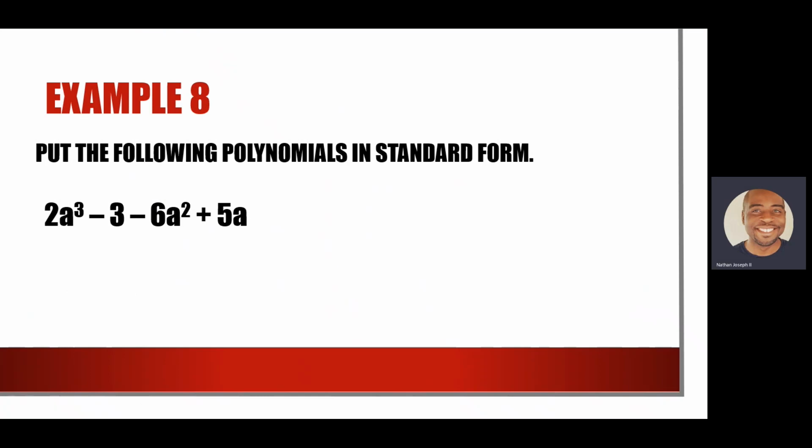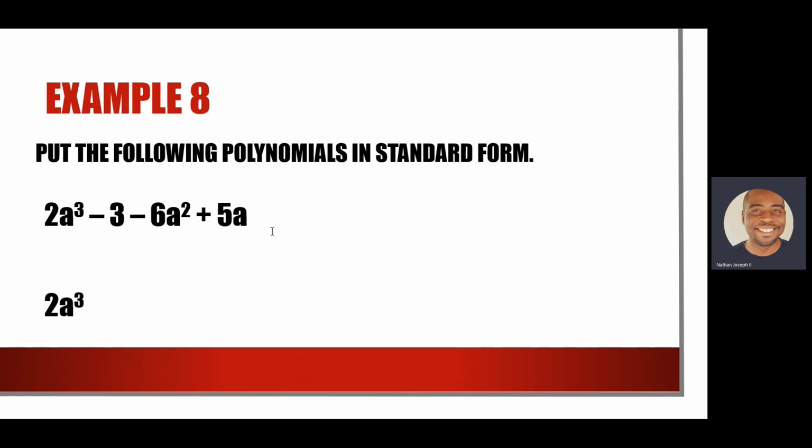Look at example 7. We have 2a cubed minus 3 minus 6a squared plus 5a. We're being asked to put this polynomial expression in standard form. So now we have to recognize what is the greatest exponent present in the problem. As a review, we have 3, 0, 2, 1. You only look at the exponents, not the coefficients. So the greatest exponent present in this problem is 2a cubed. So that's going to be the first term.